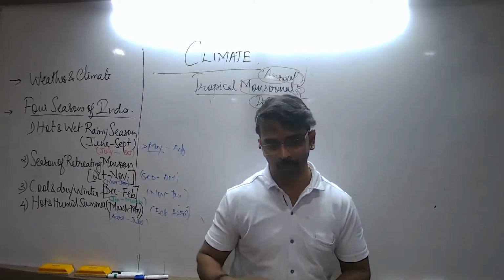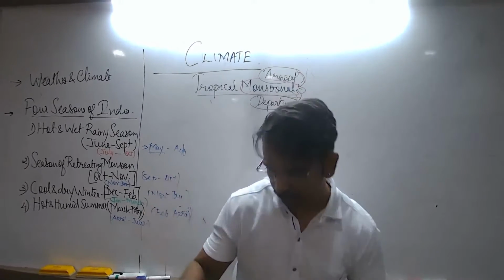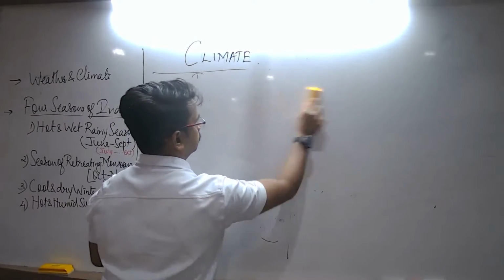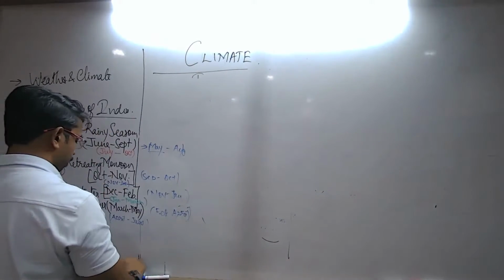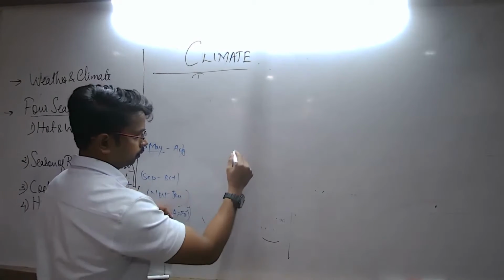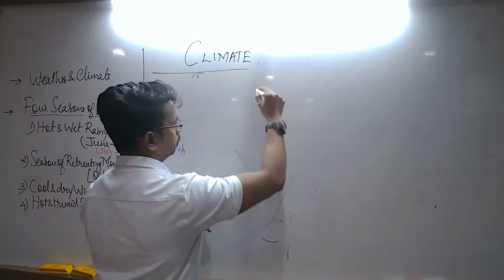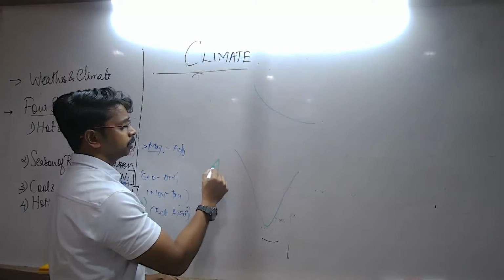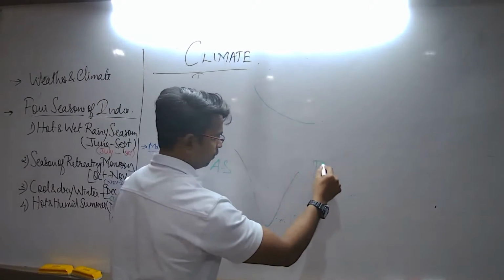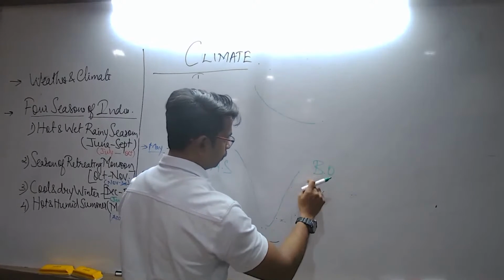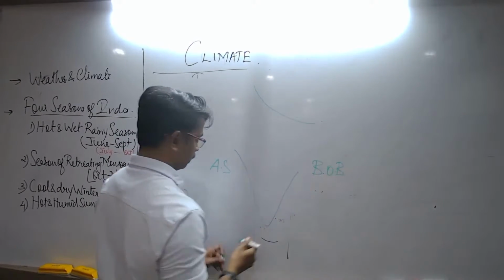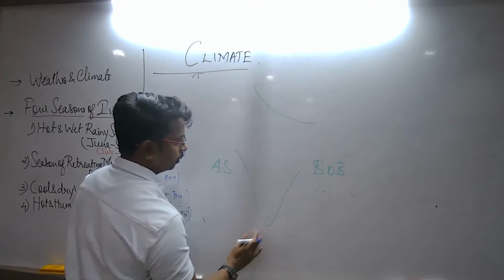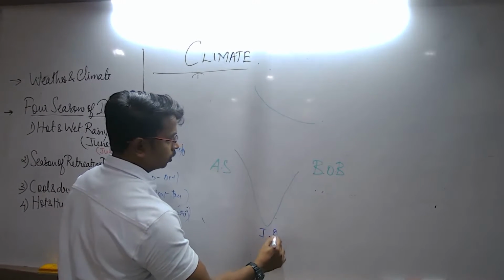Is it okay? So let's take the first climate, the first season. Let's draw a rough India. Here what do we have? Arabian Sea. Here what do we have? Bay of Bengal. What does BoB stand for? And deep in the south, what is there? IO, Indian Ocean.